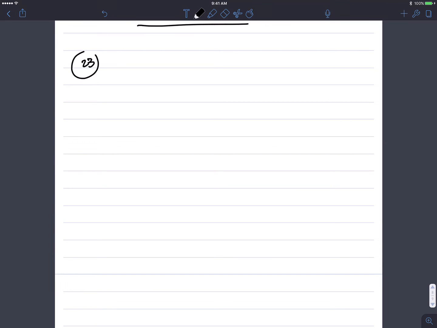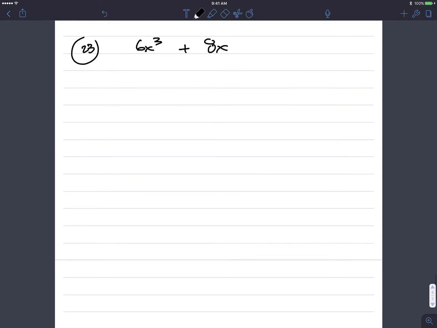23. We have 6x cubed plus 8x. Okay? So, step 1. GCF. What's the GCF of 6 and 8? Is that 2? X cubed and x. Let's see if we get this right this time. X, good. It's x to the smallest power. The power here for x is 1. Okay, you guys okay with that one?